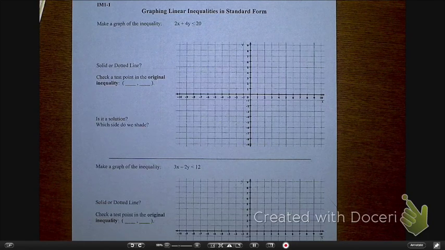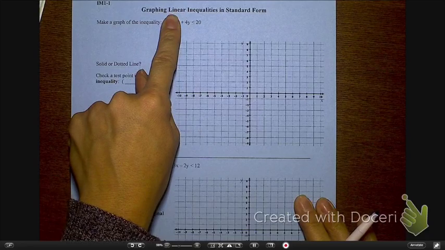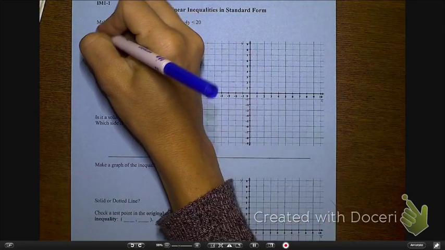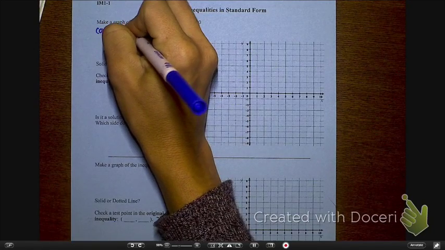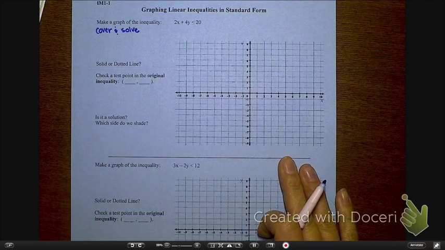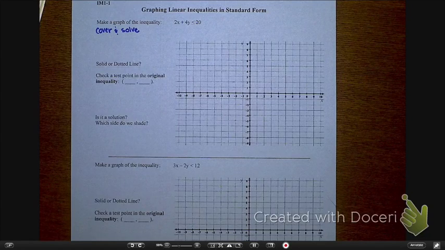So in this method, I'm going to use what I know about graphing lines in standard form. When we graph lines in standard form, don't we usually cover and solve and then cover and solve, okay, to find our intercepts? So that's what we're going to do today. We are going to cover and solve to help us find our intercepts to graph the line, okay? And then we're going to use a test point to determine where we shade, okay?